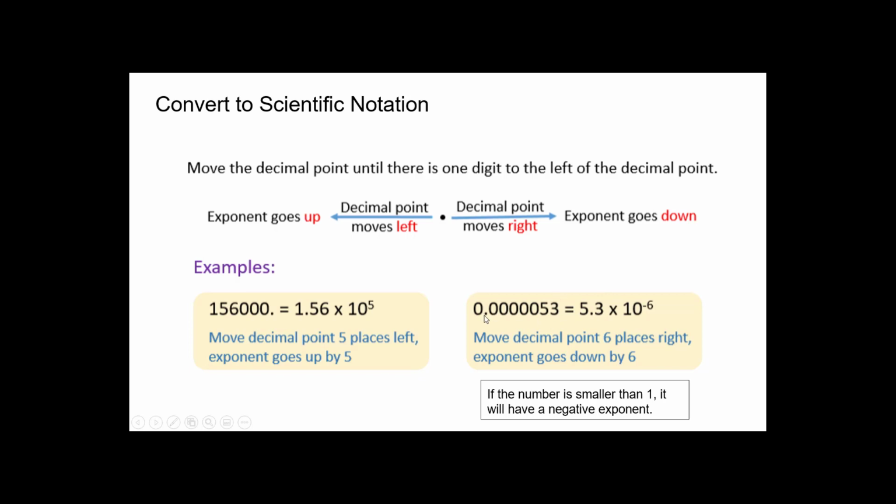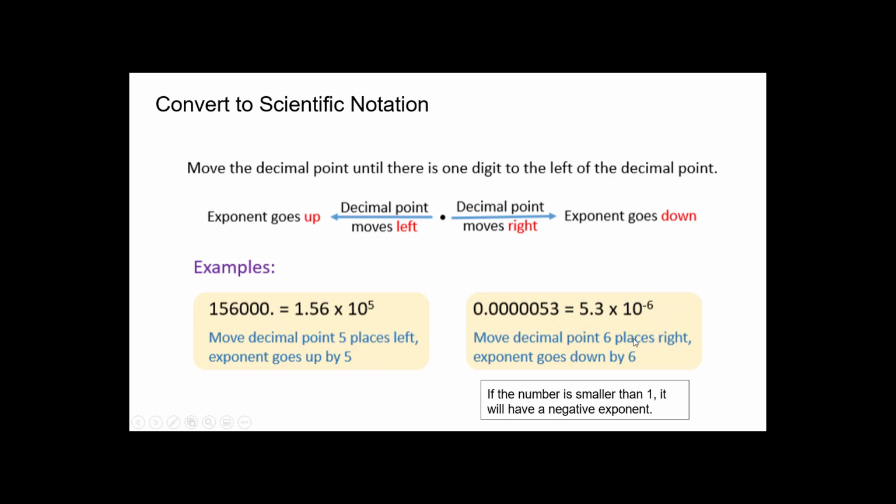So here we do the same thing. We want the decimal point with a digit in front of it. So we take this and count 1, 2, 3, 4, 5, 6. Now this is below 1, so it's going to be a negative 6. However many times you have to move the decimal point, that's what the number is going to be here.